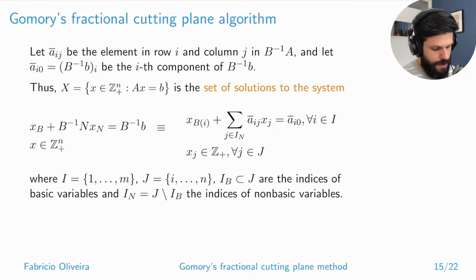So what we're going to do is get these elements in a given row i of B inverse times A, and I'm going to name the right hand side of that row ā_i0 with this bar. So you can think of this as going to my tableau and picking a row, and the row would have on the left hand side the elements of this, and the right hand side would be that element, for a given row i.